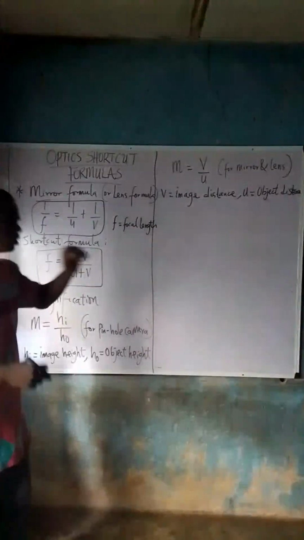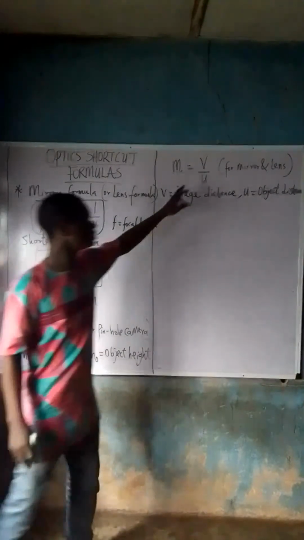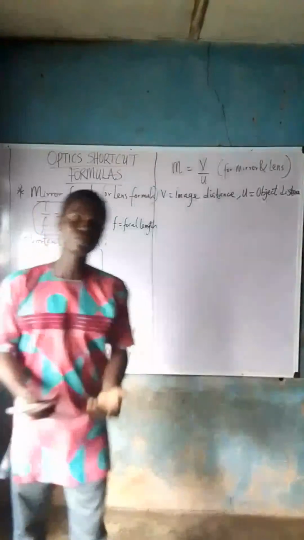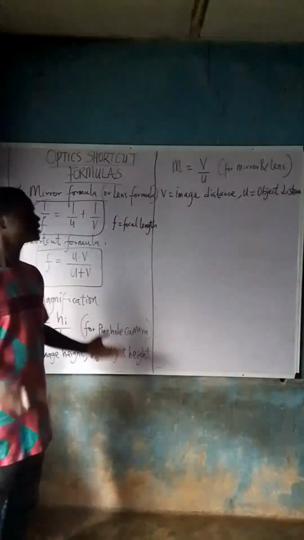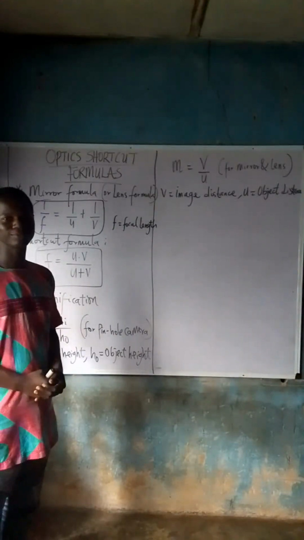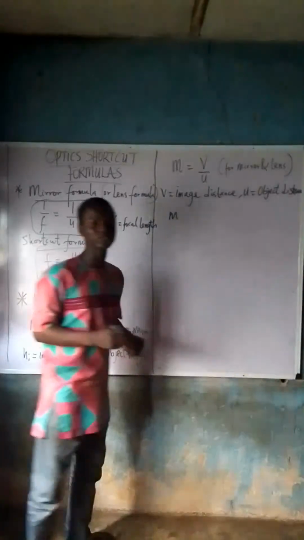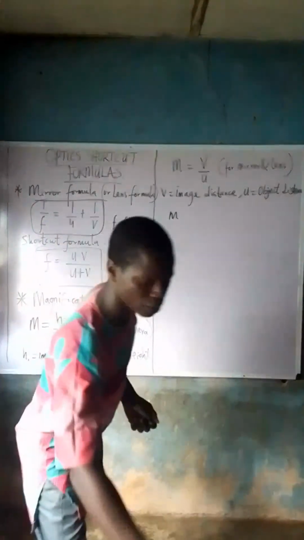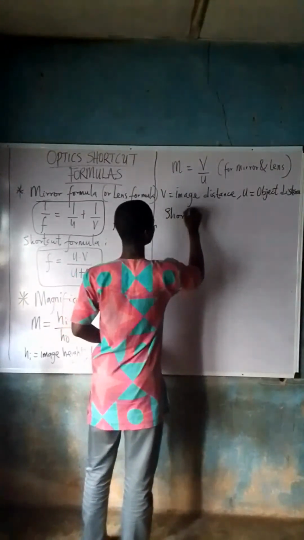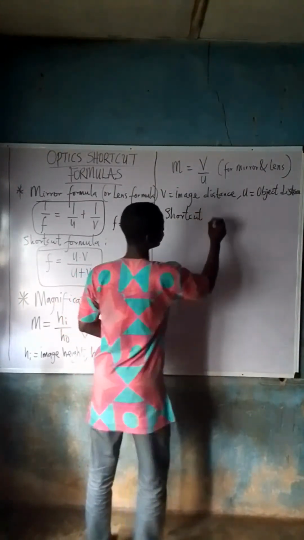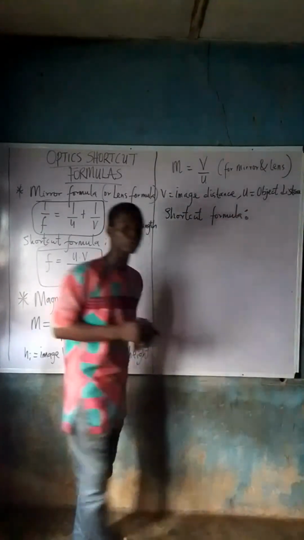Now, the question before us is, this is HI over HO. This is V over U. What if we were given focal length and we are asked to find magnification? Guys, which formula are we going to use? Now, here's the formula. It will depend. So I'm introducing two formulas, so I will indicate shortcut formula. This will save you a whole lot, guys. I promise you. Stay tuned to the end.